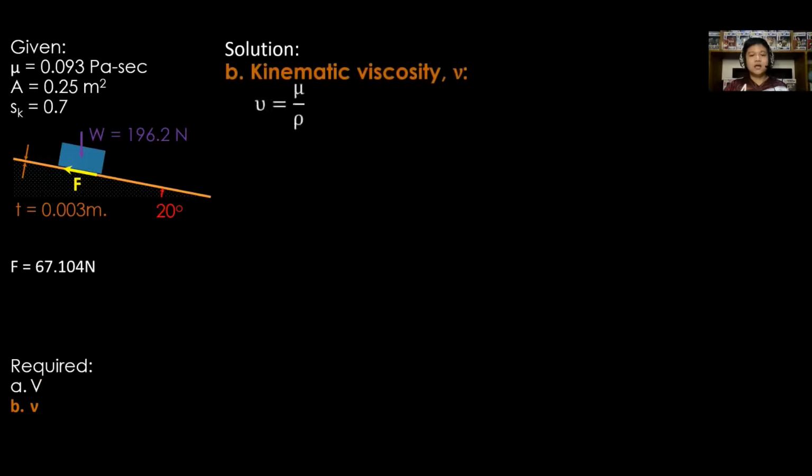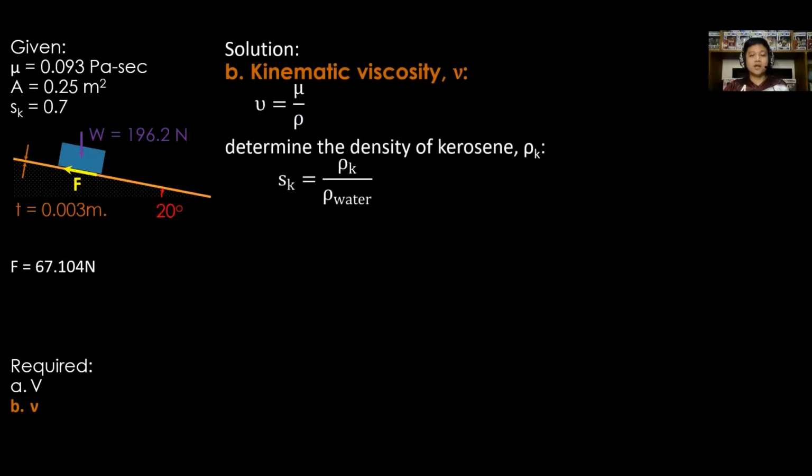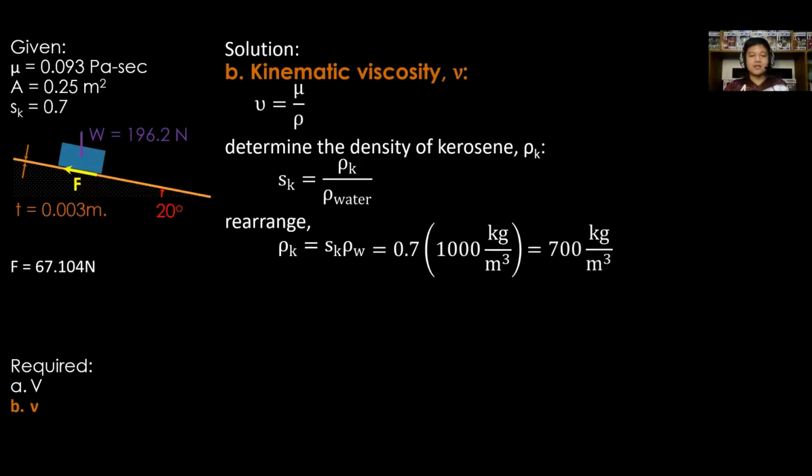So for kinematic viscosity, or nu, using the equation nu equal to mu over rho, determine first the density of the kerosene using specific gravity equal to rho of kerosene over rho of water. Cross multiplying, the density of kerosene is equal to the specific gravity of kerosene, that is 0.7, multiplied by the rho of water. The standard value in metric is 1,000 kilograms per cubic meter. Thus, rho is equal to 700 kilograms per cubic meter.